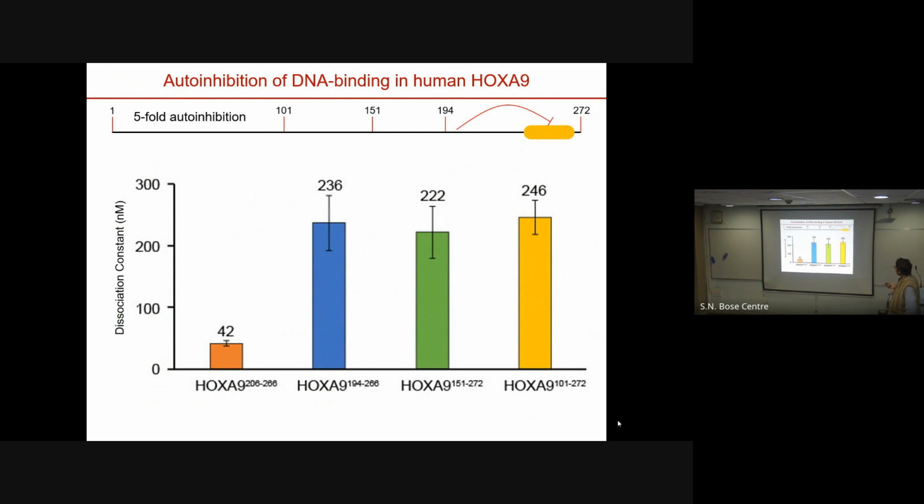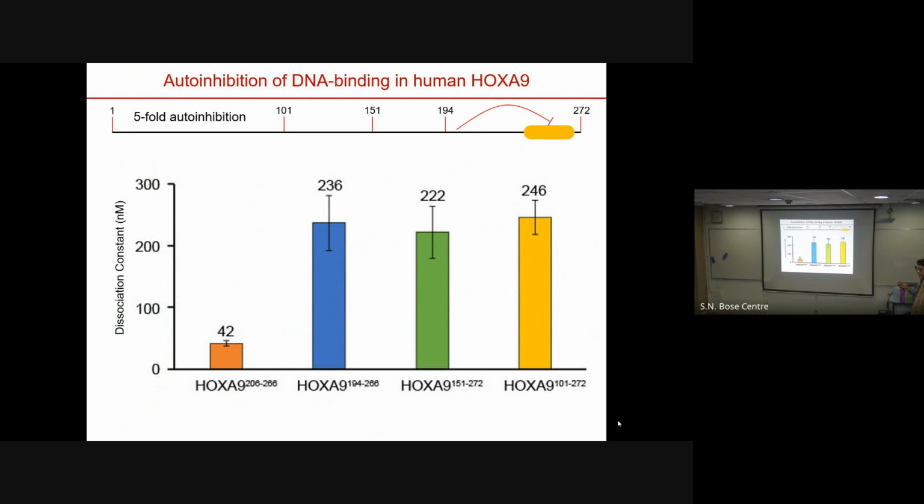And the first thing that we did was we wanted to look at its interaction with DNA, the promoter site. To do that, to systematically look at it, what we did was we had this construct, and then we made truncations. So 151 to this, 194 to this, and then this minimal homeodomain, right? And then we tested its DNA binding.